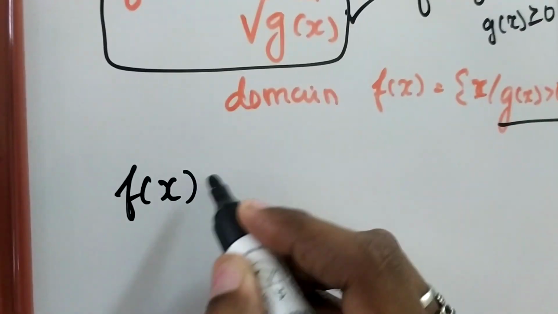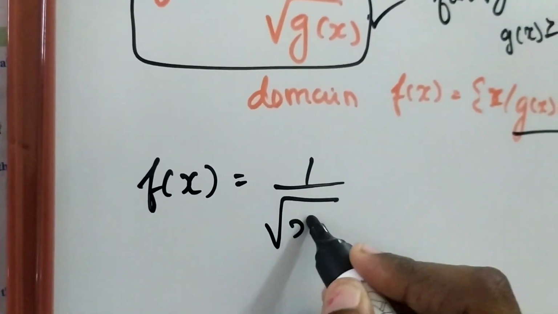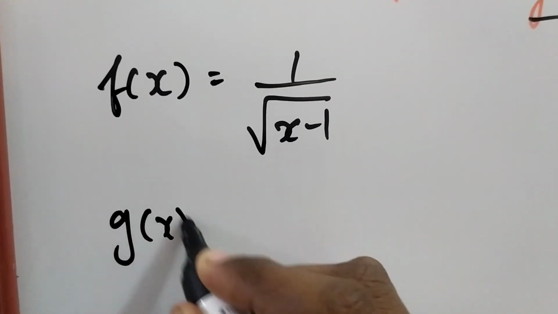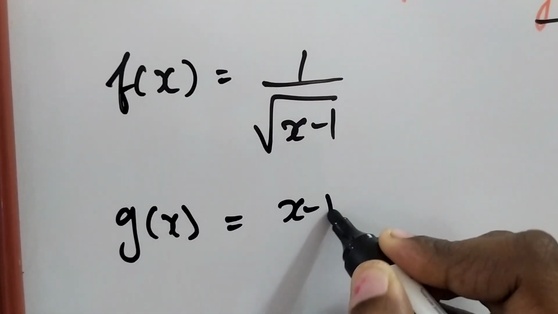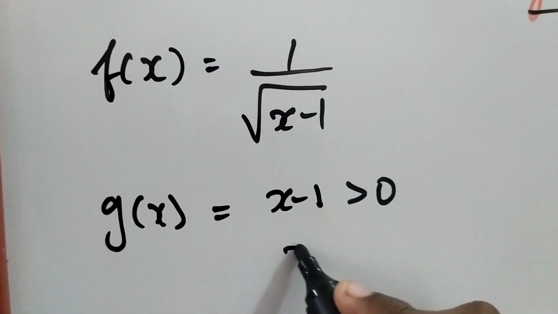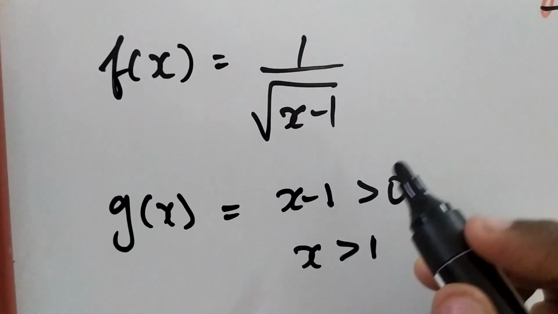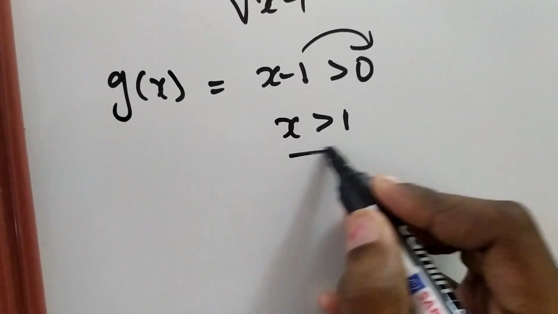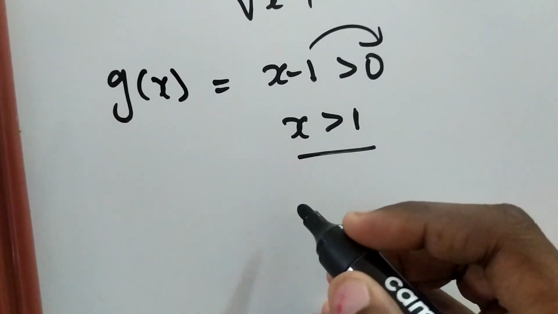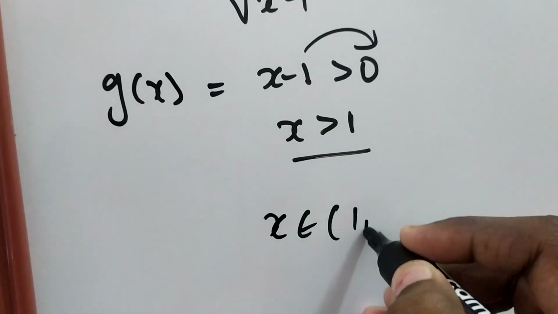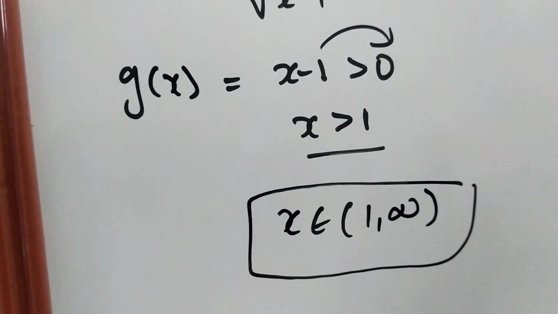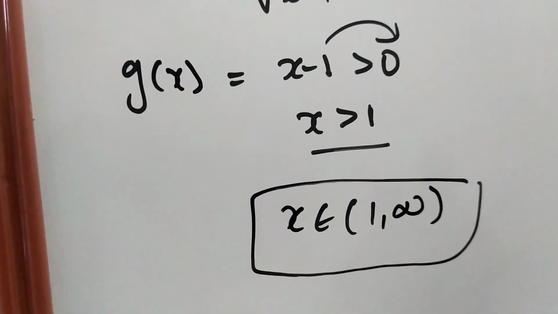So consider the function f of x as 1 by root of x minus 1. Here the value of g of x would be x minus 1. That should be greater than 0. Therefore, x should be greater than 1. We have to bring this minus 1 to this side. See here, x is greater than 1 means definitely what would be the domain? x belongs to 1 comma infinity, right? Because x is greater than 1, you have to write x belongs to 1 comma infinity.